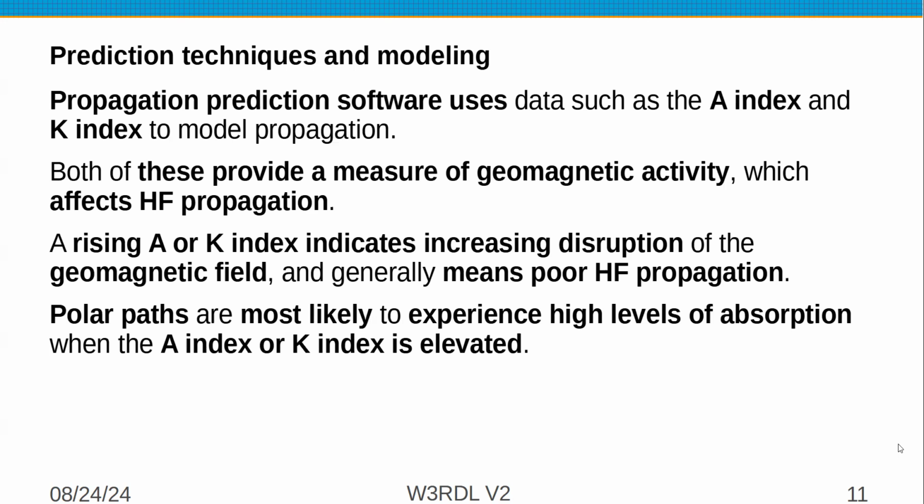So the higher those are, the more it affects the paths along the pole, because they're going to have much higher levels of absorption because of the extra radiation. So they behave more like the lower E layer and F layer and absorb signals.